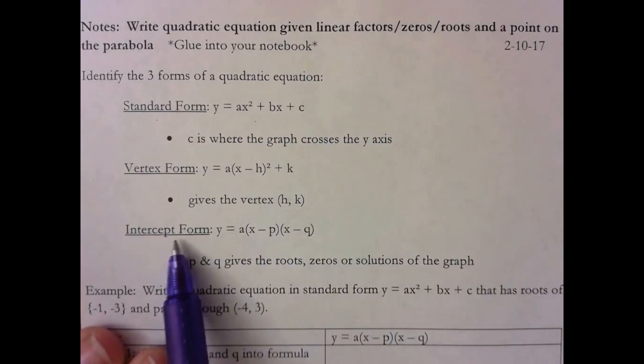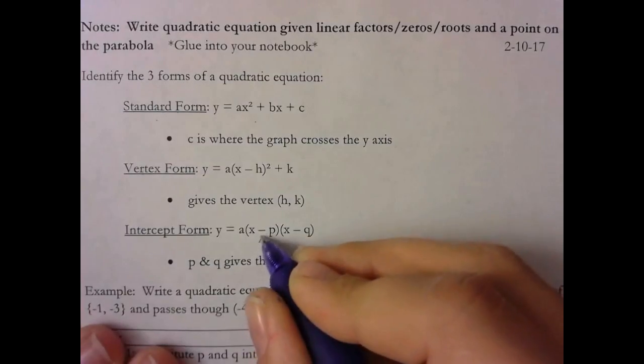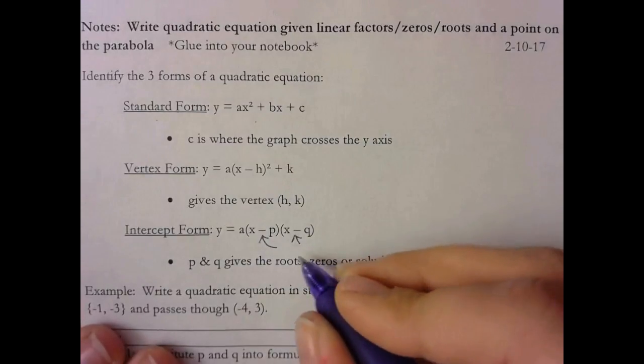But the one we're going to use today is the intercept form. Here's what's nice about intercept form. P and Q are the roots, or that's another way of saying zeros, or solutions, or x-intercepts of the graph. And here's what I want to point out. See those negative signs? Think of that as opposite sign.